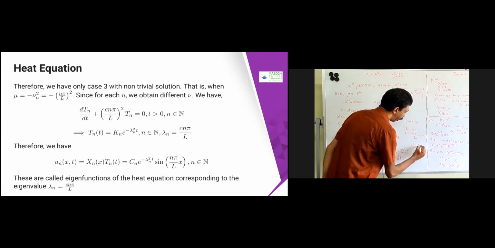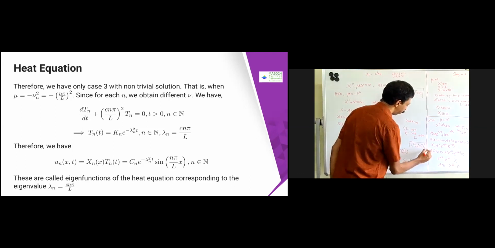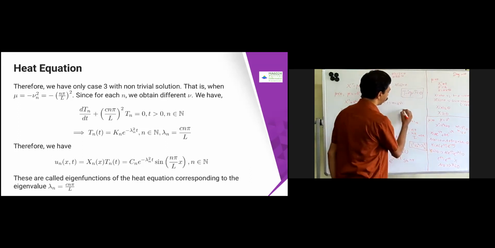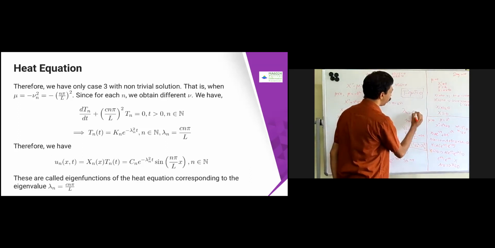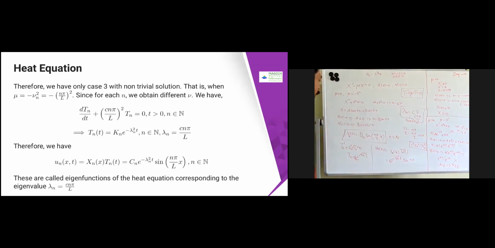I'm going to denote it as lambda n. This I'm going to denote as lambda n square. Or I can say lambda n equal to c nu, which is nothing but c into n pi by l. This I'm going to denote. So nu n square t n equal to 0.